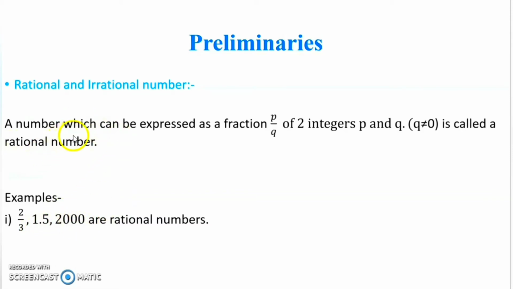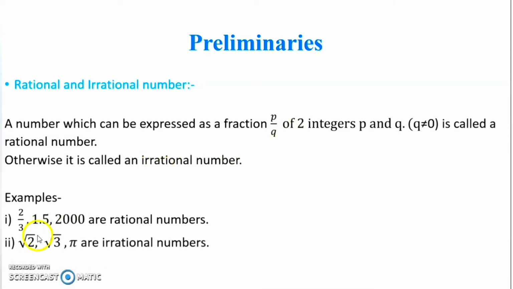Now if we have come to know what is a rational number, it is very easy to understand what is irrational. An irrational number is such a number which cannot be expressed in that form. That is, if it is not possible for you to express the number in such a form, then it is known as an irrational number. So for example, root 2, root 3, then the famous number pi, also the famous number e, all these are irrational numbers.